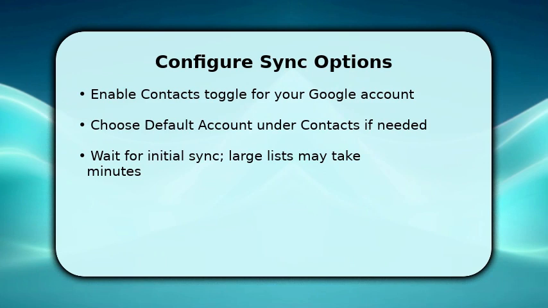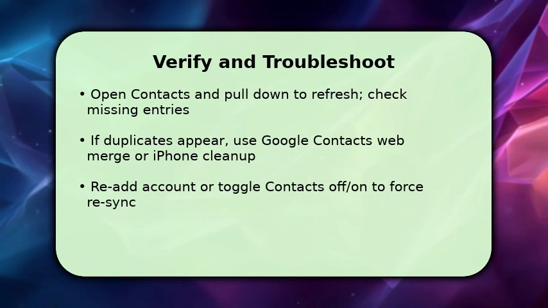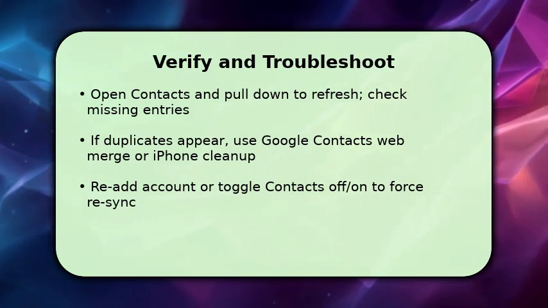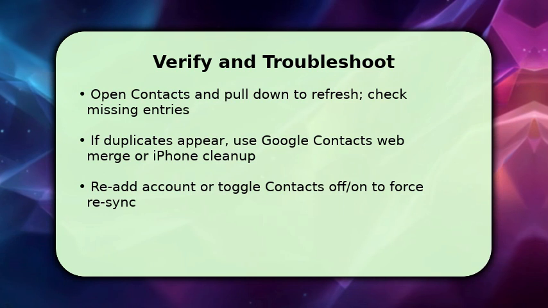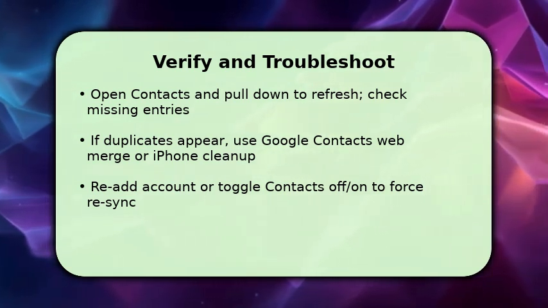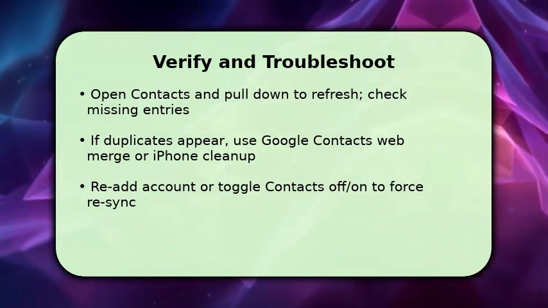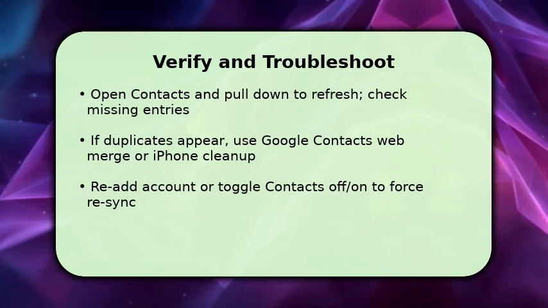Now confirm all contacts are visible by opening Contacts and pulling down to refresh. Scan for missing or duplicate entries. If contacts are missing, check the Google account in Settings and ensure Contacts toggle is on. For duplicates, clean up in Google Contacts web or use an iPhone merge tool. Cleaning at the source prevents repeat issues.